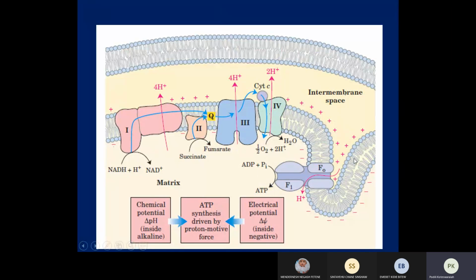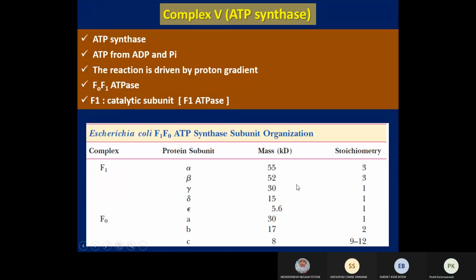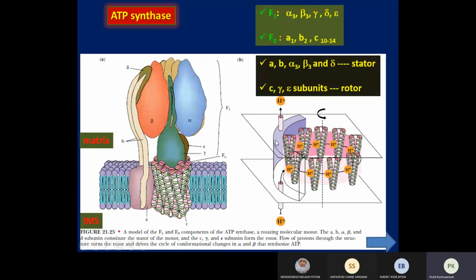As I already said, this ATP synthase has 2 parts, F0 and F1, and it has many subunits. It has a stator and a rotor.